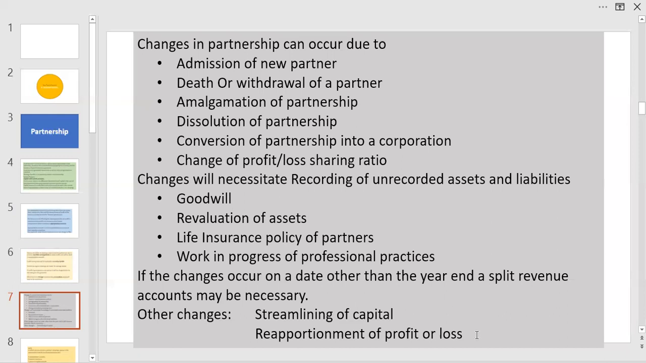Similarly, if it is in the case of profit or loss, a reapportionment of them will take place. Dear students, these were given to you just to give an insight of the topic and I hope you all have understood. Now let's move on to some questions.